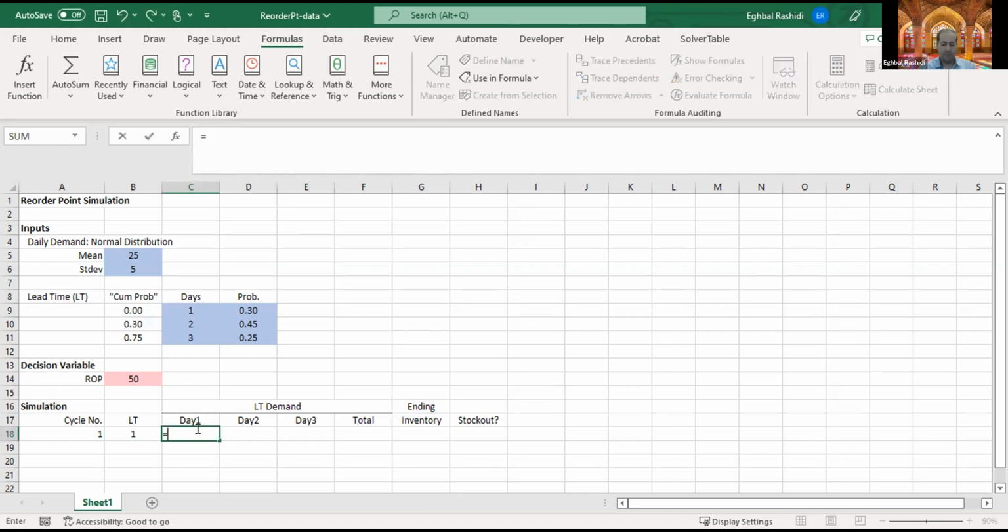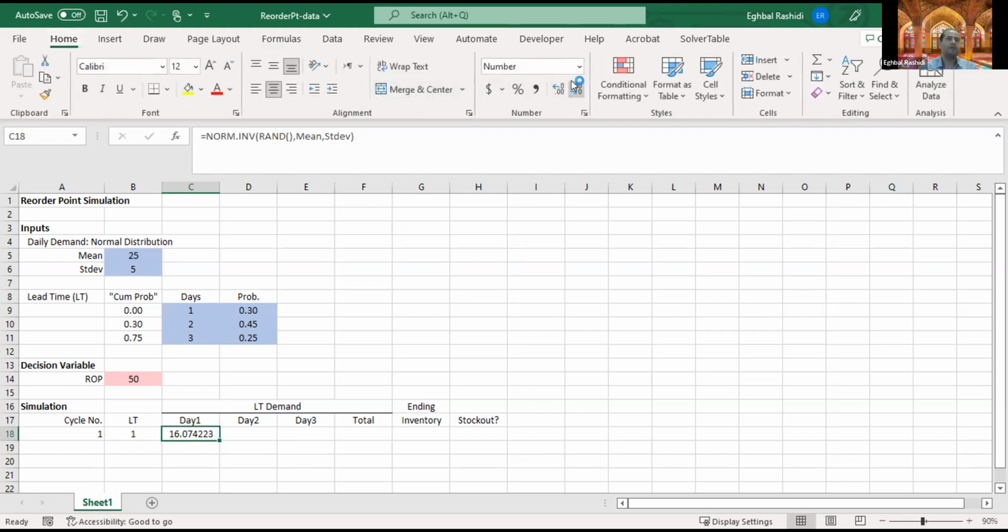These are for the daily demand. For day 1, we're just going to sample from the normal distribution. So it's going to be NORM.INV, and I'm going to generate a random number using the RAND function. And then I'm going to give it the average of the normal distribution for the daily demand and the standard deviation. You can see here that there are a lot of decimal points that I don't need, so I'm going to format it to just one decimal point. This one is also a random function, so it gets different values when you refresh.